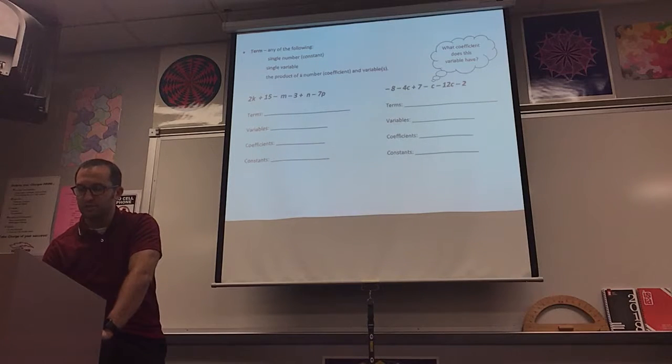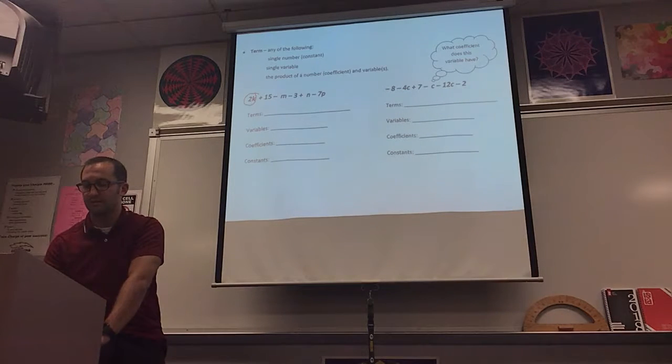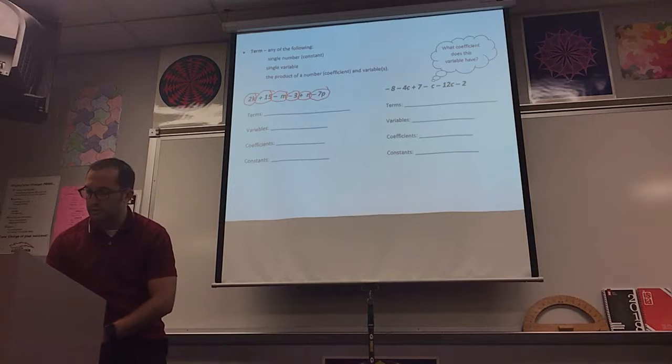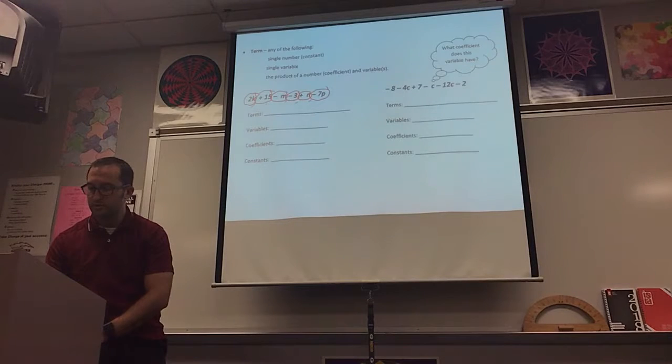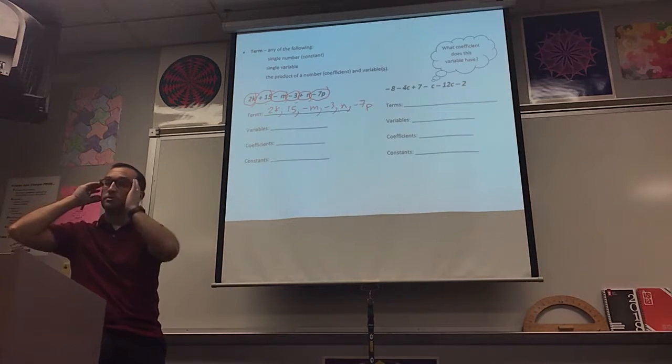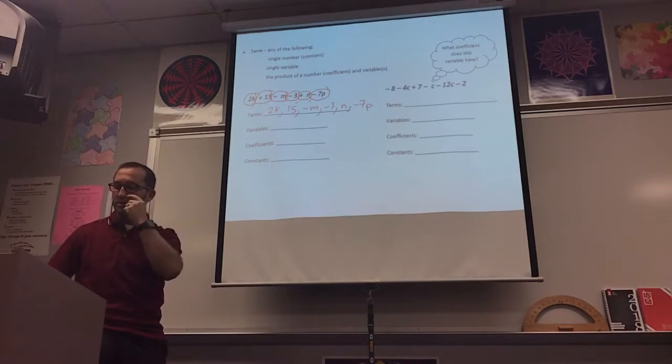So, when we look at these terms, let's just use the circle method real fast. 2k, positive 15, negative m, negative 3, positive n, and negative 7p. I've now created a list, right? So my terms are 2k, 15, negative m, negative 3, positive n, negative 7p. Terms are a number, a variable, or the product of a number and variable.